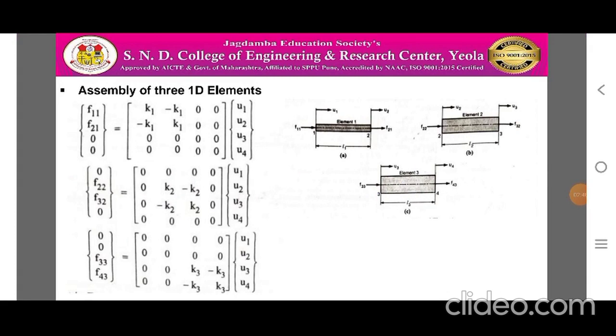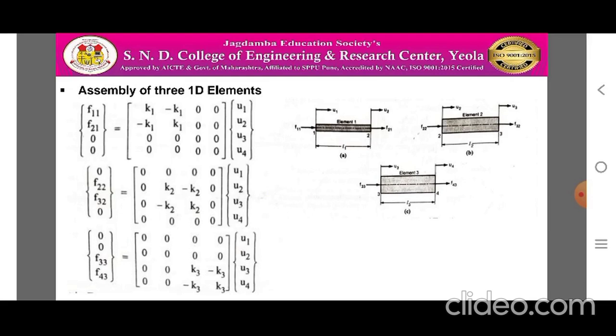As in the last session, we know that the forces acting on the element will be equal to the stiffness of the element into deformation. So for element 1 we can write in matrix form F11, F21, 0, 0 equal to the matrix K1, minus K1, 0, 0, minus K1, K1, 0, 0, 0, 0, 0, 0, 0, 0, 0, 0, into the matrix U1, U2, U3, U4, that is the displacement matrix.